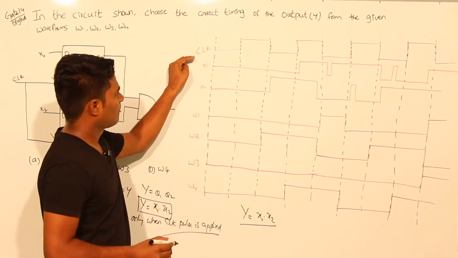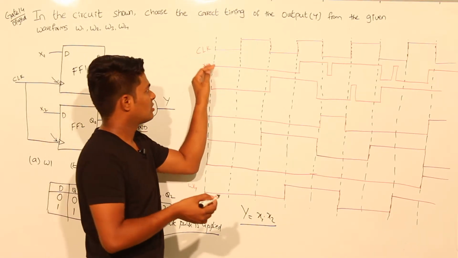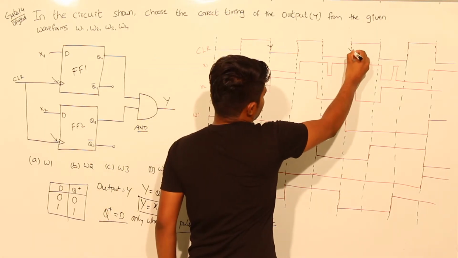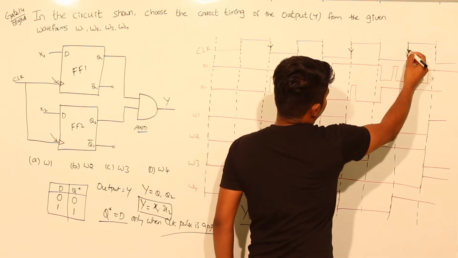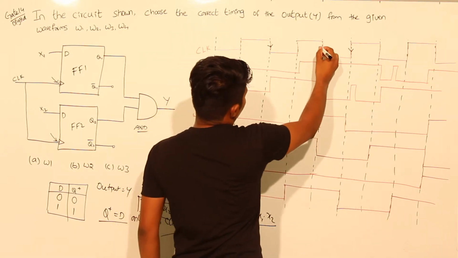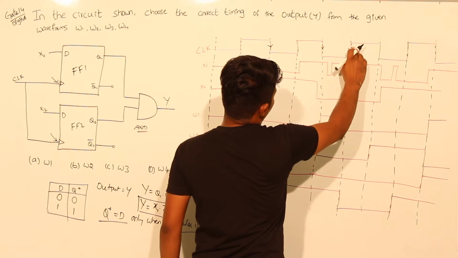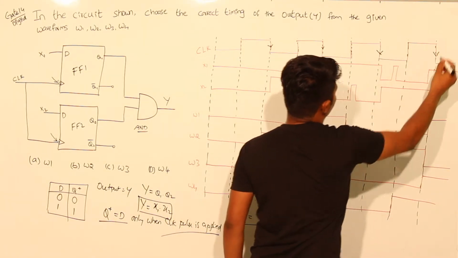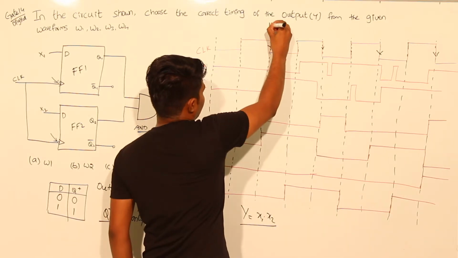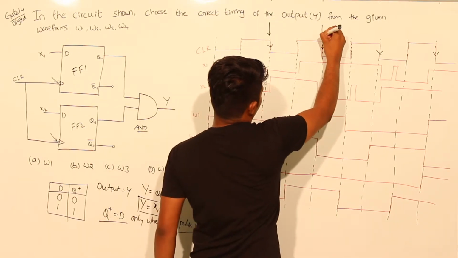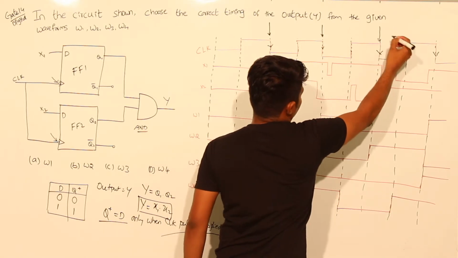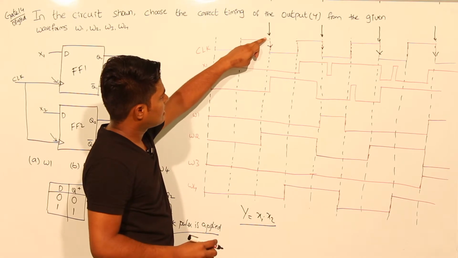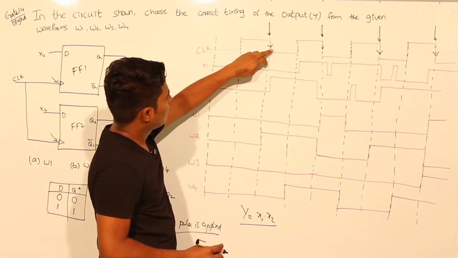Now in the clock, you observe where the negative pulses are. This is the first negative pulse, this is the second negative, this is the third negative, this is the fourth negative. These are the negative pulses I indicated with the arrow mark. These negative pulses indicate transitions from 1 to 0.